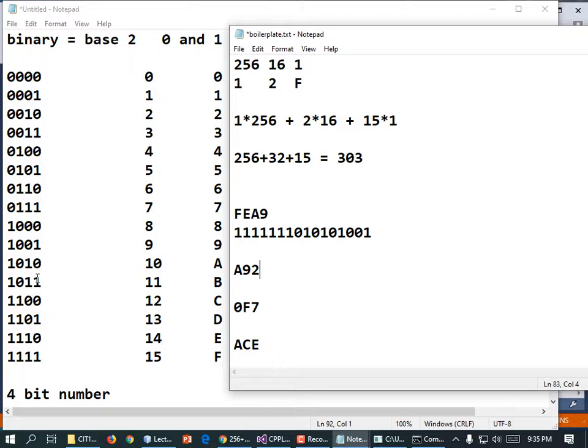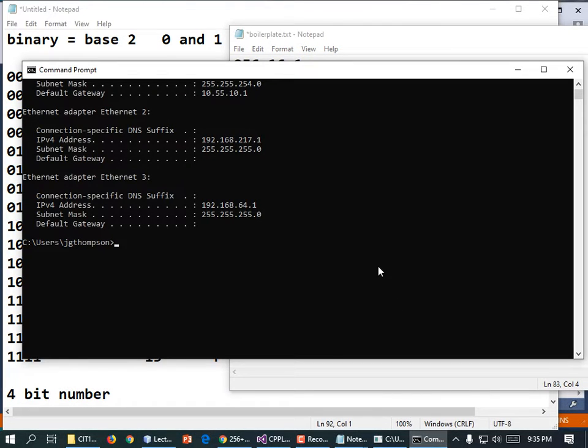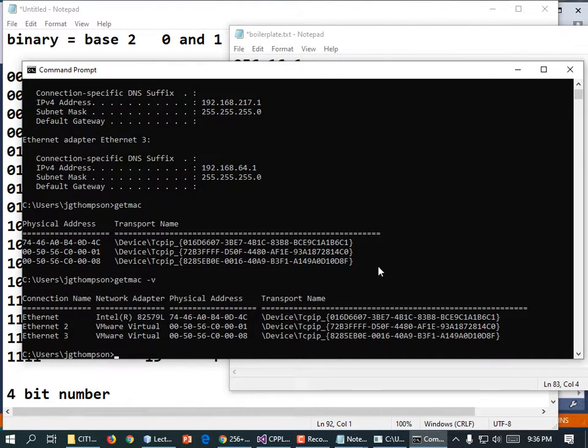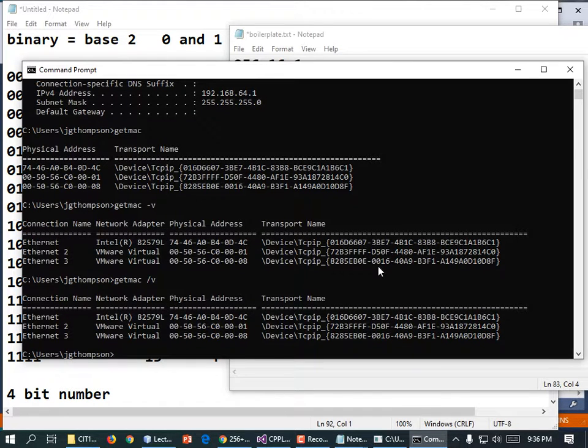If you go back to the command prompt, if you type in getmac, oh okay, cool, slash v, it'll give it to you. Space slash v. Oh, well, I think it did the same. Coolness. Yeah, we have these long sequences of hexadecimal strings.